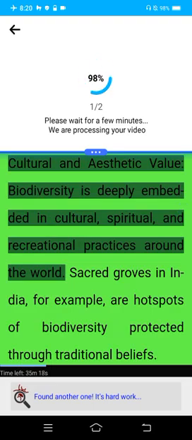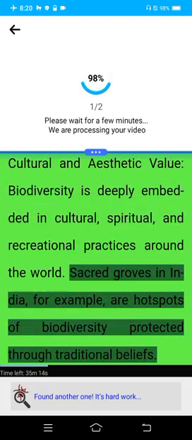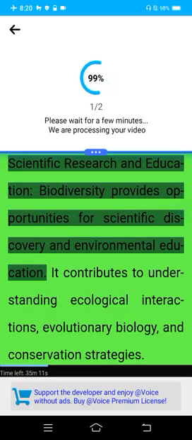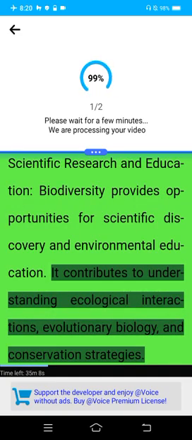Cultural and aesthetic value. Biodiversity is deeply embedded in cultural, spiritual, and recreational practices around the world. Sacred groves in India, for example, are hotspots of biodiversity protected through traditional beliefs. Scientific research and education. Biodiversity provides opportunities for scientific discovery and environmental education. It contributes to understanding ecological interactions, evolutionary biology, and conservation strategies.